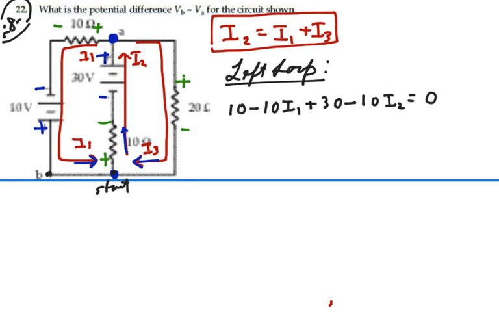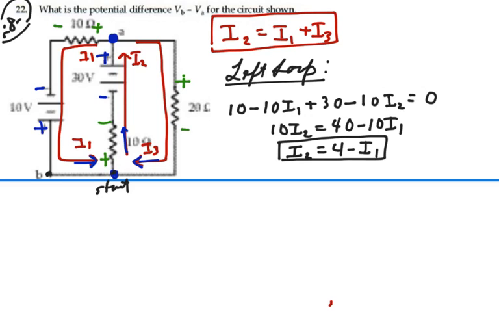I want to solve for I2 in terms of I1. So I have 10 I2 is equal to 40 minus 10 I1. Divide both sides by 10. I2 is equal to 4 minus I1. Alright, so there's one equation. I have I2 in terms of I1. Now I want to get I3 in terms of I1, so I'm going to do the outer loop.